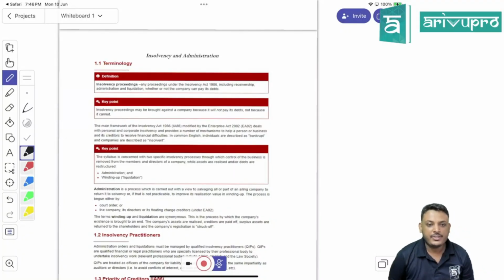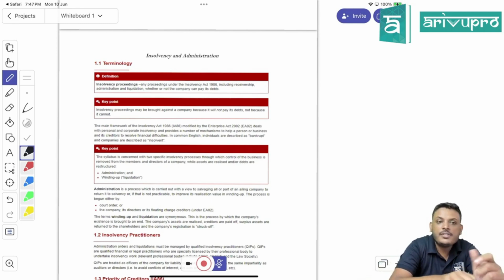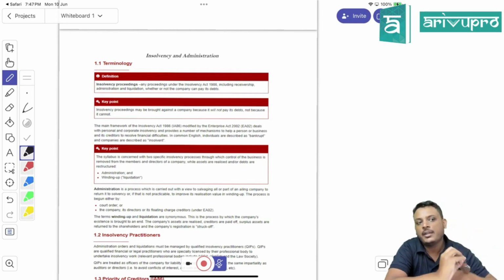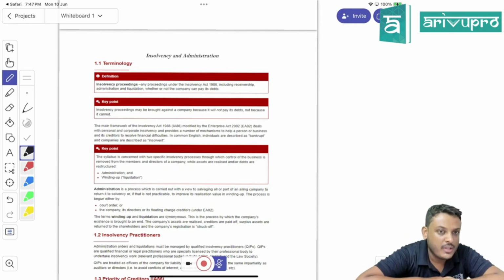Insolvency and Administration, chapter 18. What does insolvency mean and what is insolvency administration? When a company is not making enough working capital or profit to sustain in the market, that company is unable to pay its debts because it is not operating in a sustainable manner. This is a going concern problem. In this case, we can't keep this corporate as it is.